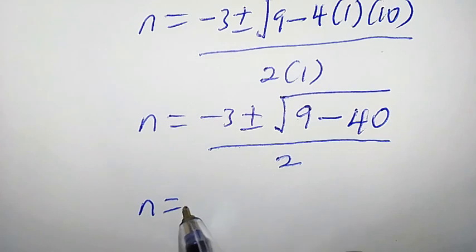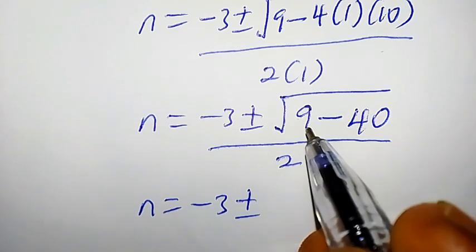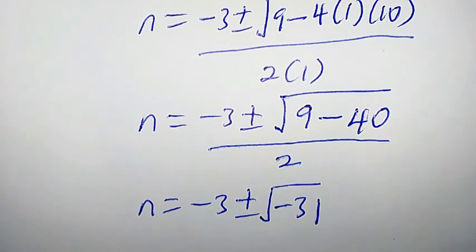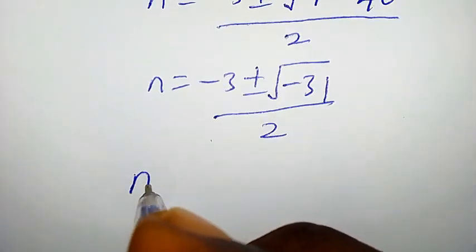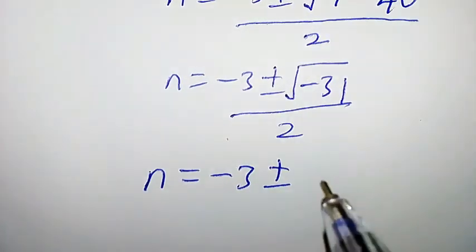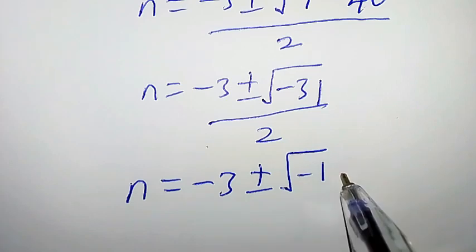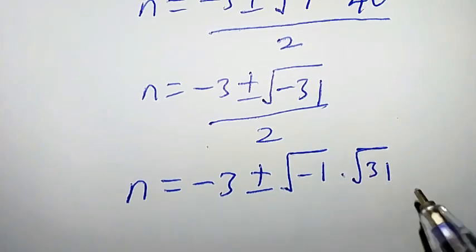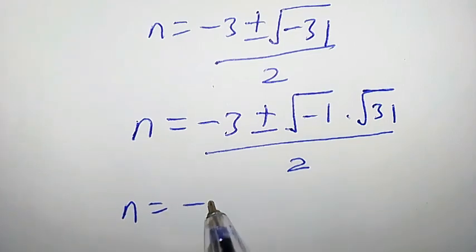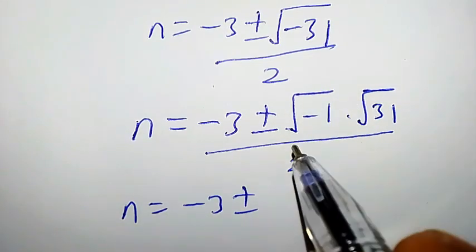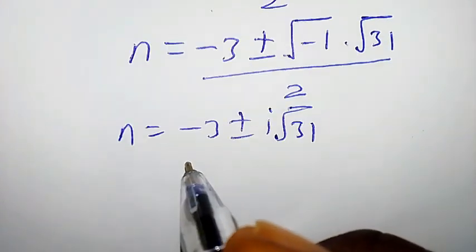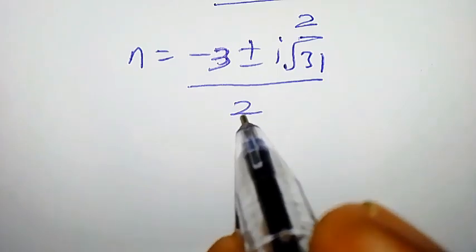So we have n equals minus 3 plus or minus square root of 9 minus 40, that is negative 31. So we have square root of negative 31 all over 2. n is equal to minus 3 plus or minus, we can write this as square root of negative 1 times square root of 31, all over 2. So n is equal to minus 3 plus or minus, square root of negative 1 from the complex numbers is i, times square root of 31, over 2. This is another solution.